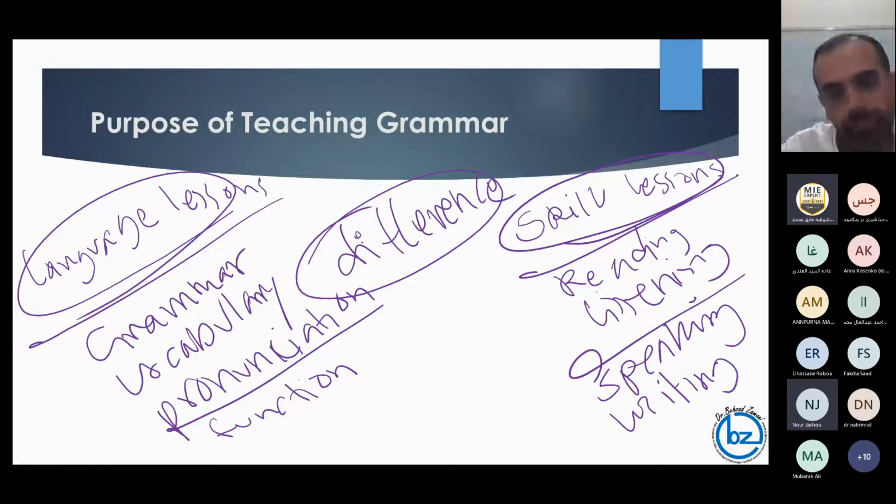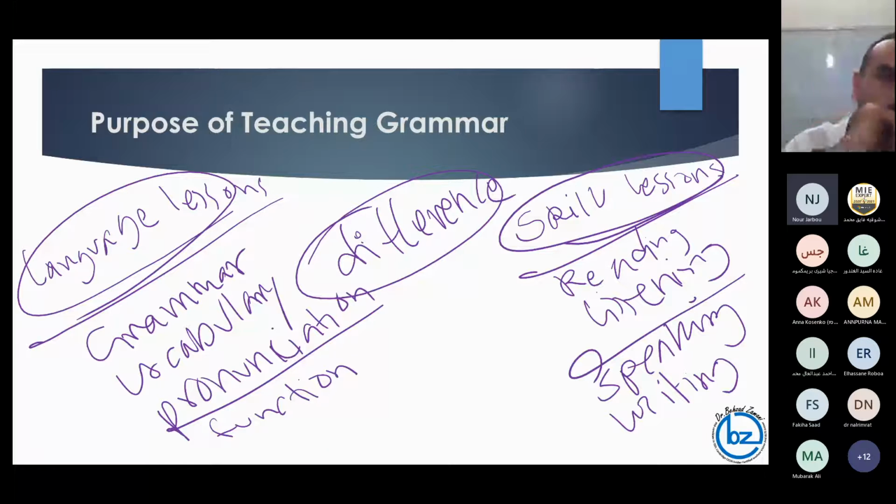Maybe language lessons are related to accuracy and using language accurately for functional use, I mean. But skill lessons are related to fluency more and related to using language in real life situations. Bravo. Thank you. Nice answer. To a big extent, your answer is correct.